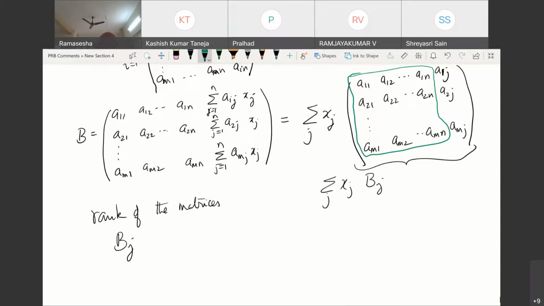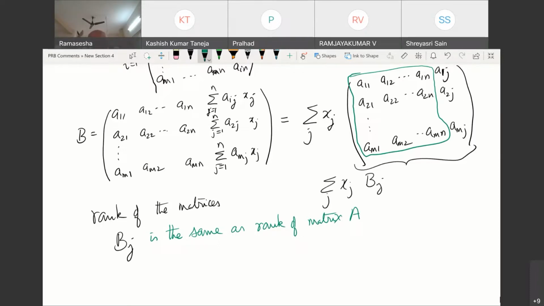So the rank of matrices Bj is the same as the rank of matrix A, right? If you take a matrix and you augment it by adding either one extra row or one extra column, which already exists in the matrix A, then the rank does not change. Right? Because it is just common sense.